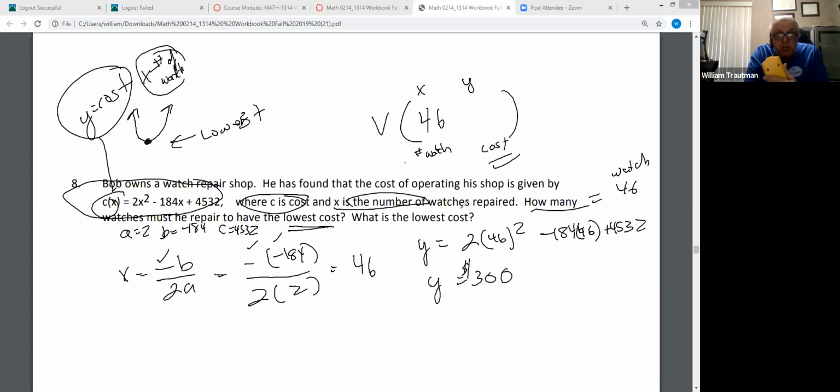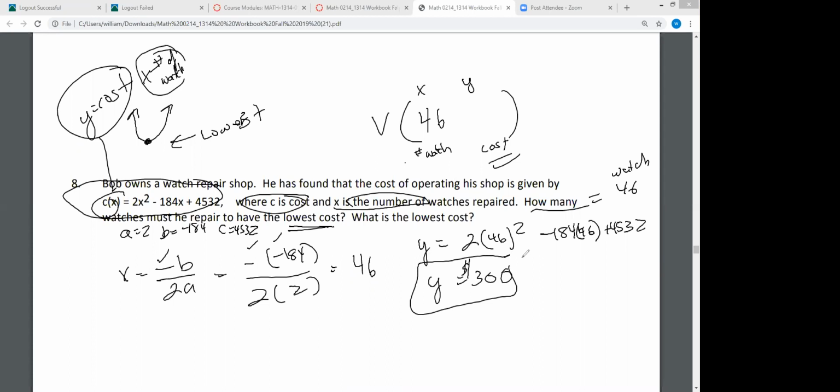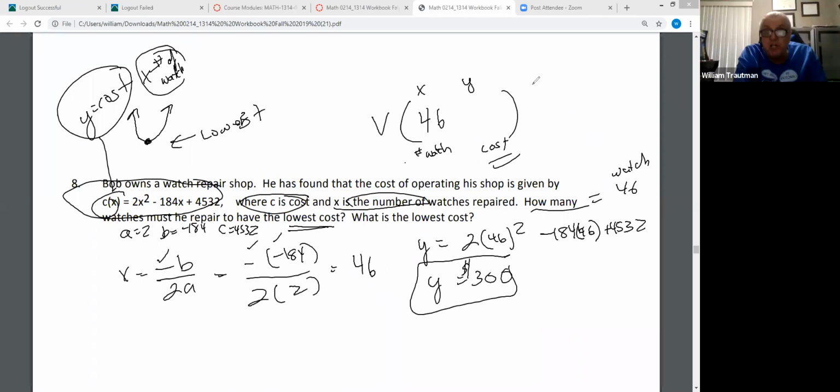I think that we're talking about dollars here. If we're talking about cost, it doesn't say anything else. What is the lowest cost? The lowest cost is 300. Did anybody else get 300? I did. Okay, good. So everybody okay with that? All we have to do is find the vertex using what we've already learned. In each of these word problems, as long as it says minimum, maximum, lowest, or highest, you're going to find the vertex.